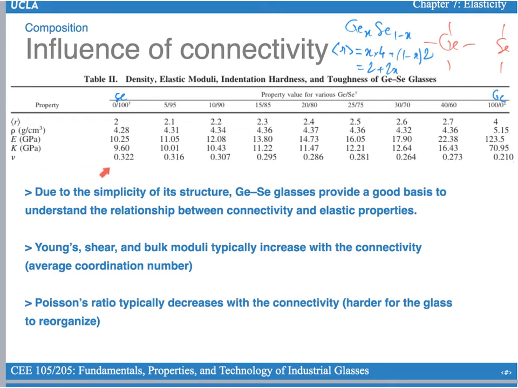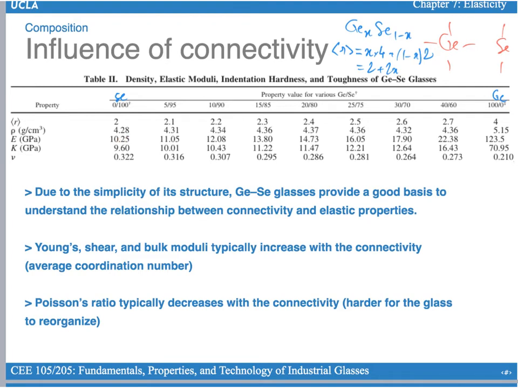And the Poisson's ratio, on the other hand, is decreasing. The higher the connectivity, the lower is the Poisson's ratio. Okay, again, this is the same thing. The higher the connectivity, the more bonds you have, so the more little springs you have in between the atoms within the network.